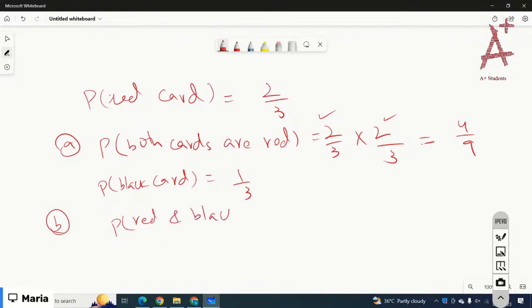You have to multiply the probability of a red card and the probability of a black card, which would be 1 over 3 times 2 over 3. That would be 2 over 9, right?